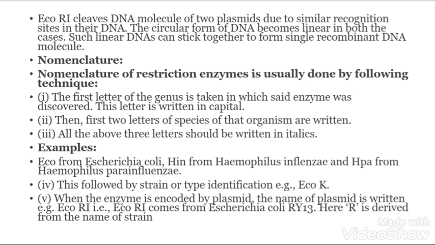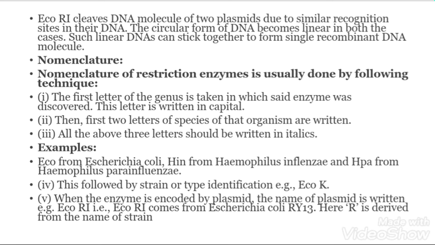Examples: Eco from Escherichia coli, Hin from Haemophilus influenzae, and Hpa from Haemophilus parainfluenzae. This is followed by the strain or type identification. Example: EcoK.